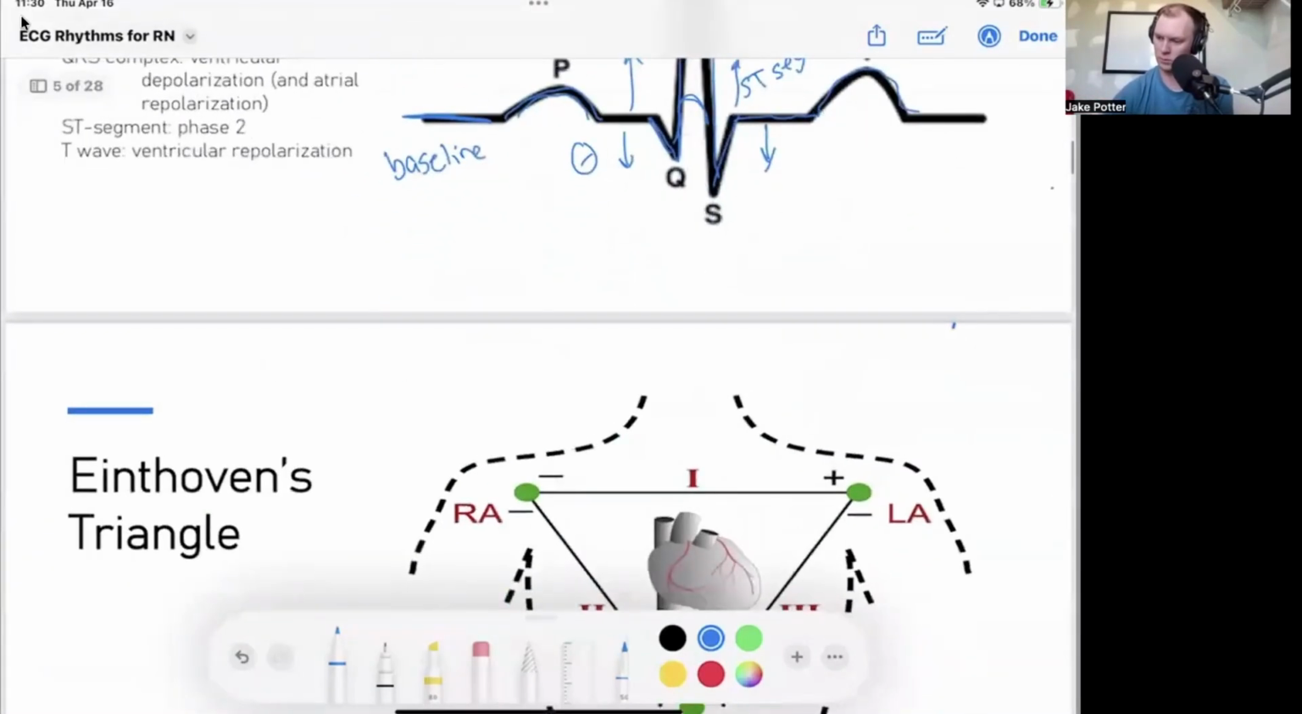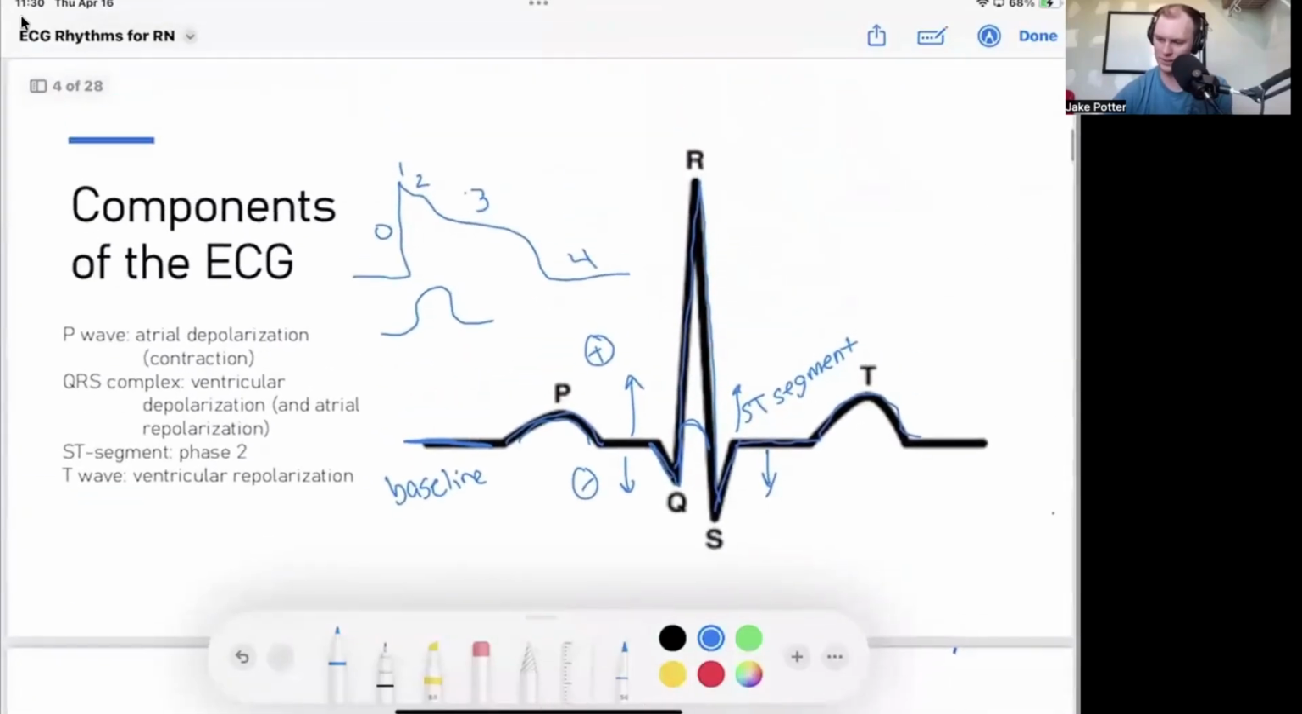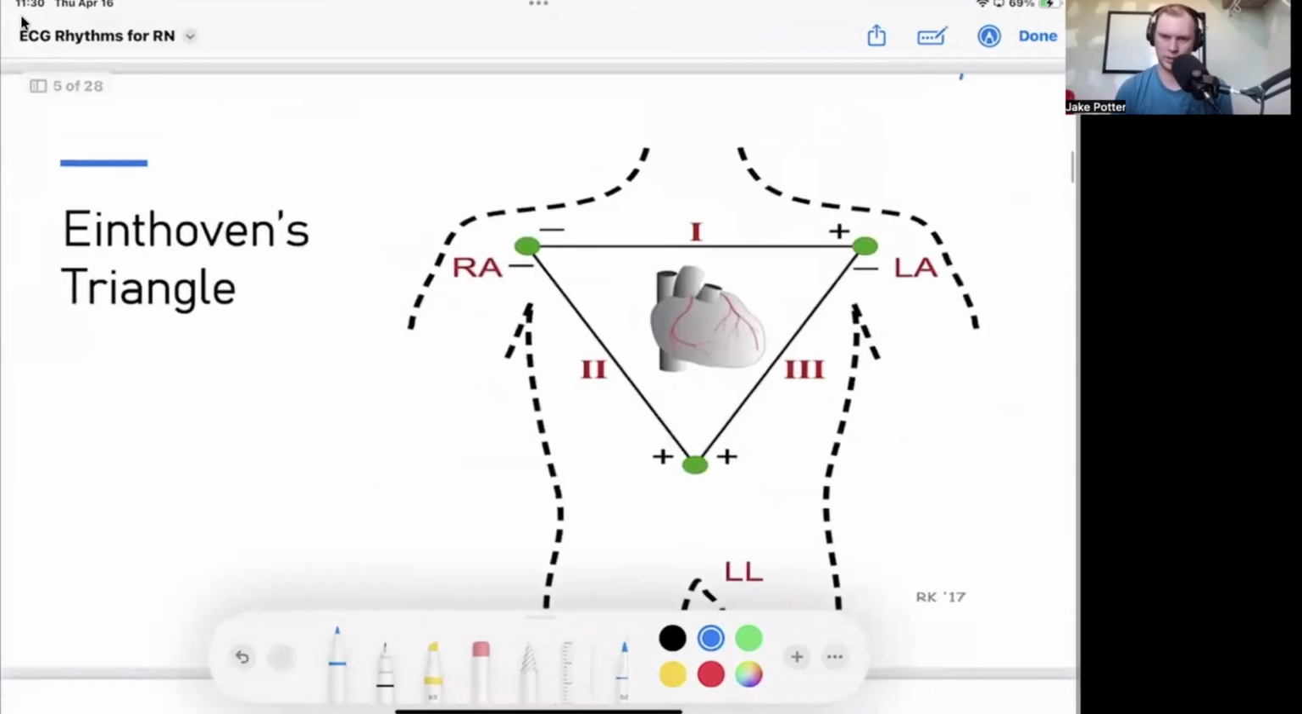Okay, it's really important you understand at least the basics of your rhythm and the complex itself, because if you don't understand that, then you'll never understand the rhythms and why they look the way they do, and really how to interpret them. So really quick, we're not going to get too deep in the weeds.